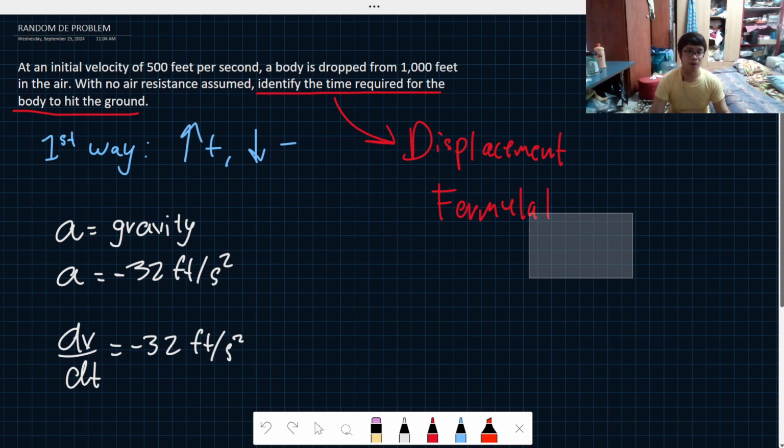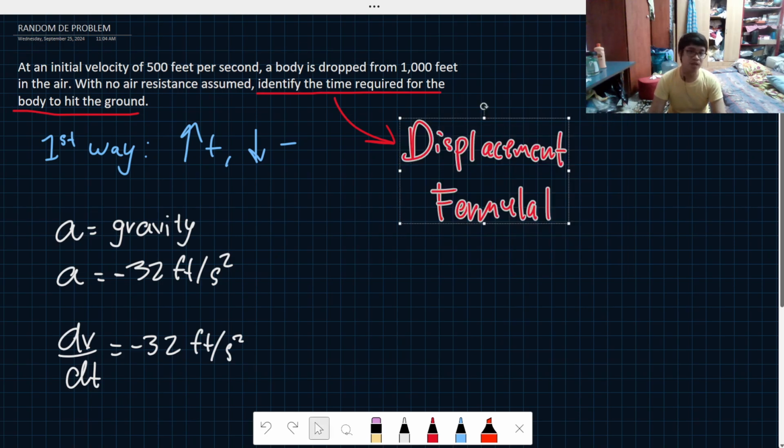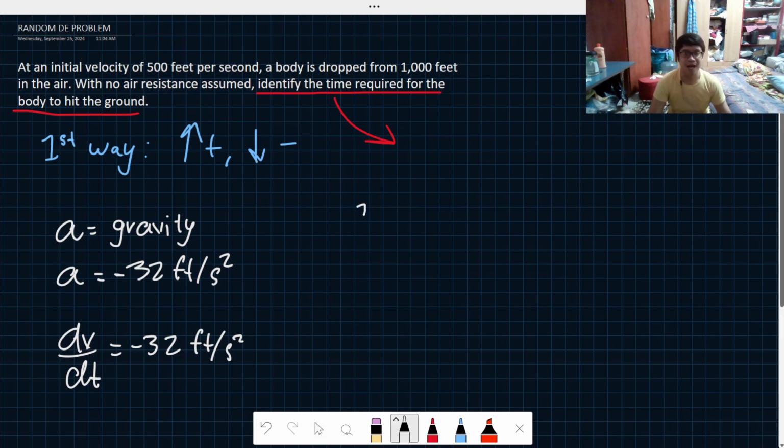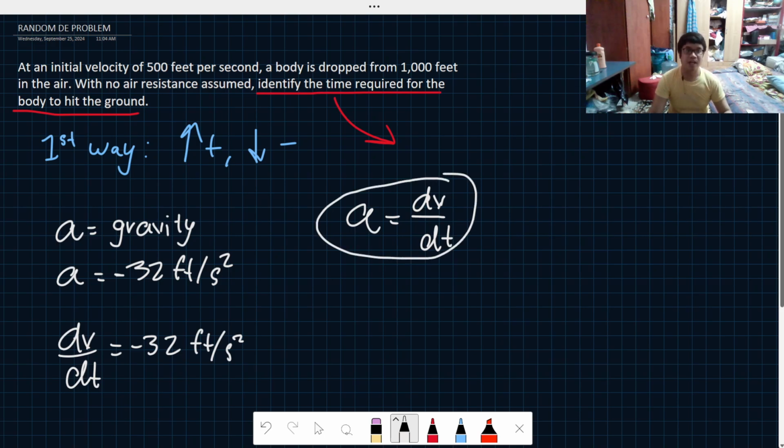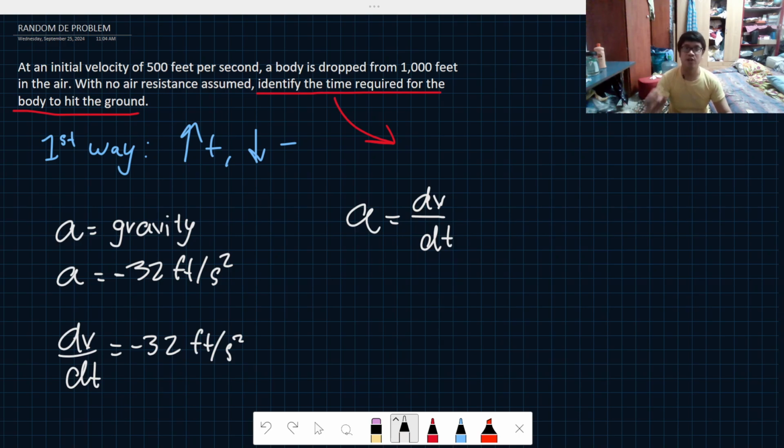Remember, we change a into dv over dt, because acceleration is just the same as the derivative of your velocity, v, with respect to time, which makes sense because acceleration is the rate of change of velocity. You get me? So therefore, your acceleration can be changed into dv over dt, or the derivative of v with respect to t. Now, our goal here is to find your velocity formula.